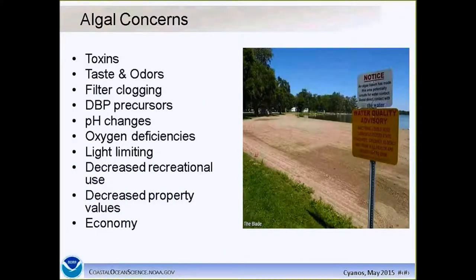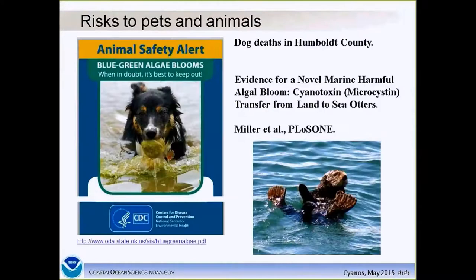Overall, our concerns, which Karen had covered, are toxins, taste and odor, problems clogging filters, and sheer biomass, which is a problem from a treatment point of view. Then there are the various other effects on pH, oxygen, and so forth. Of course, there are recreational issues, which she also alluded to. In some areas it impacts property values, so there's the whole range of concerns. There are risks, not just to people, but also pets and animals. Many of you may know this, but keep your dogs out of this kind of water. In fact, that happened in Humboldt County, apparently, just a year or two ago. Several dogs died as a result of cyanobacteria.